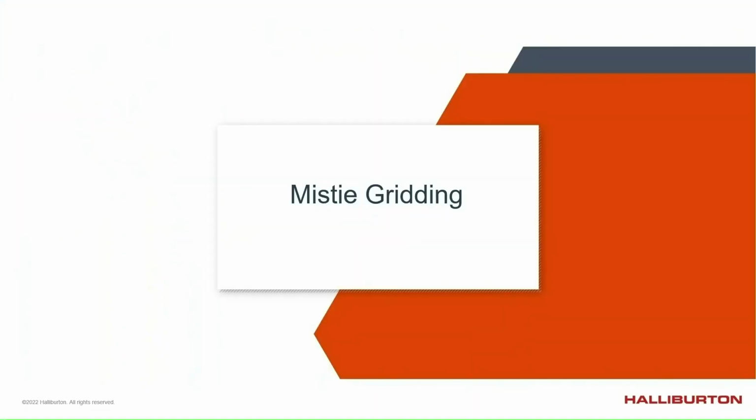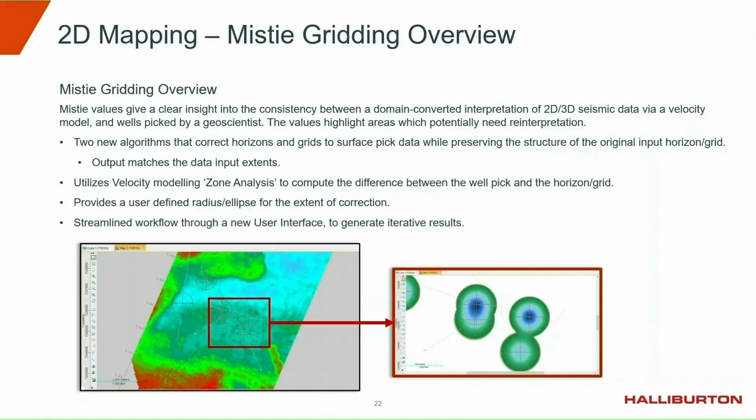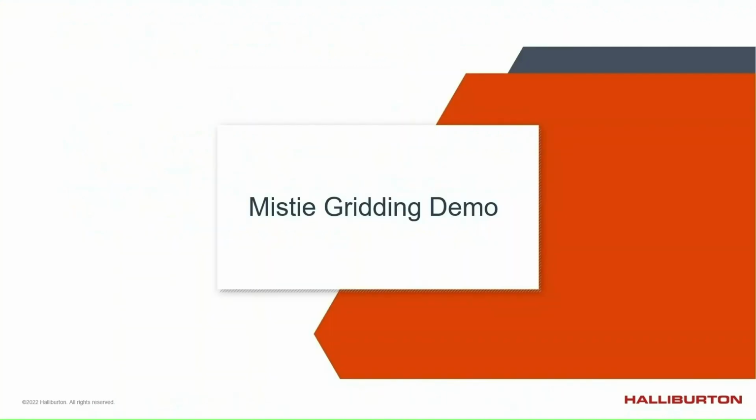The last feature we will look at in this video is the Mistie gridding standalone application. Mistie gridding is a new workflow that allows you to easily correct differences between a seismic horizon and surface pick data, which is achieved by defining a radius or ellipse for the surface pick locations. This workflow can also be accessed from the velocity modeling application, Zone Analysis tool. Let's look at a demo of this functionality.